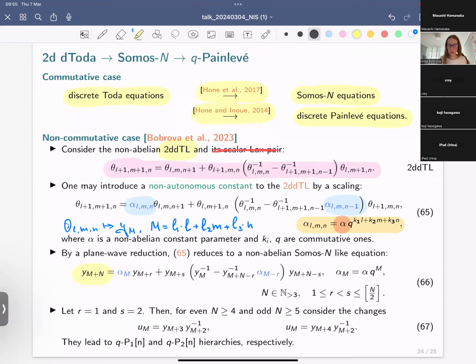Sorry, I'm a little bit in a hurry. We can define this ordinary difference equation that we will call a non-abelian version of the Thomson equation. And this Thomson equation is non-autonomous because we still have this non-autonomous constant alpha, but now it has a slightly different form.